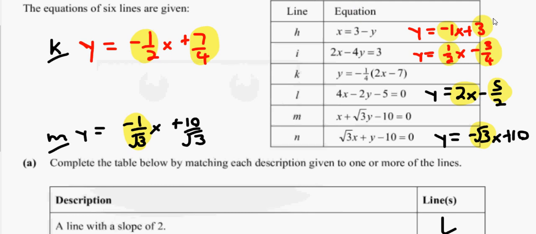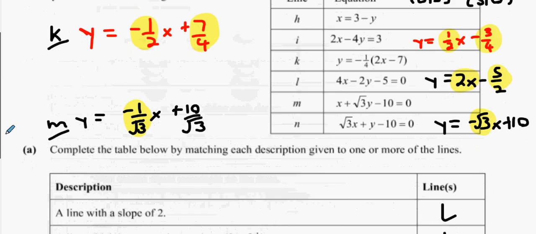When x equals 0, what's the answer? Y equals 3, so that's 0, 3. When y equals 0, x equals 3. There's your two intercepts right there, isn't it? Okay. So that is H.